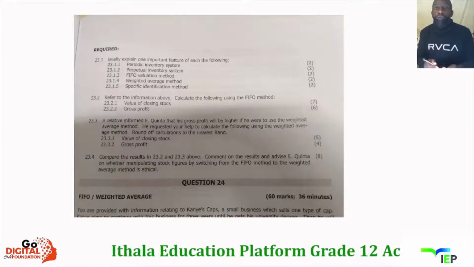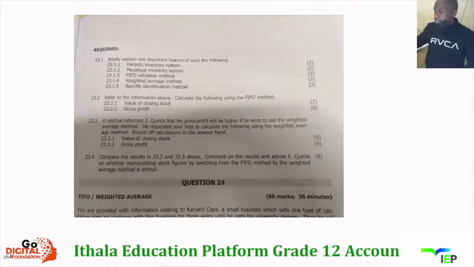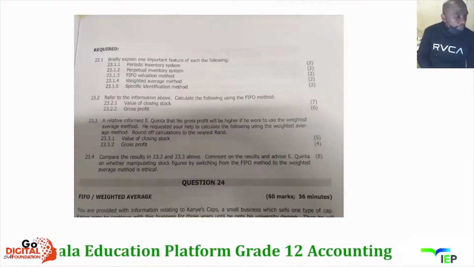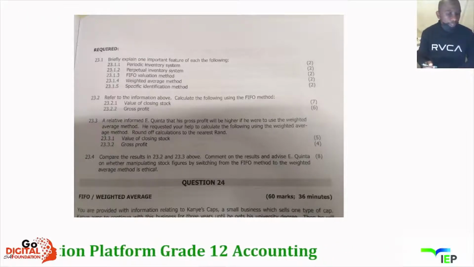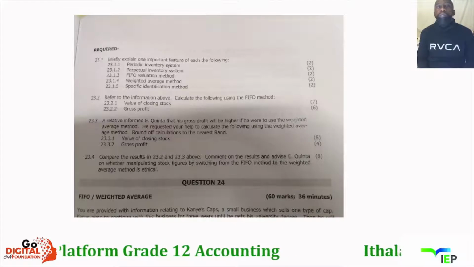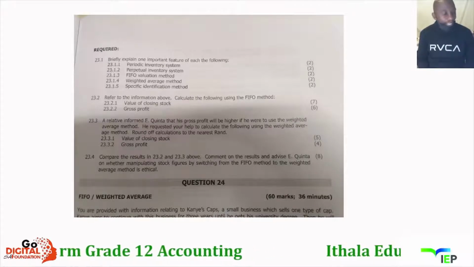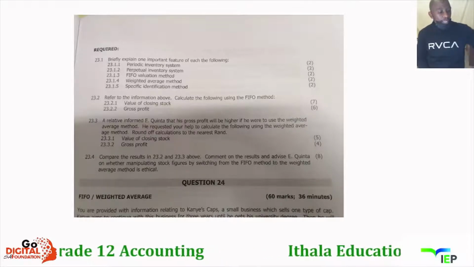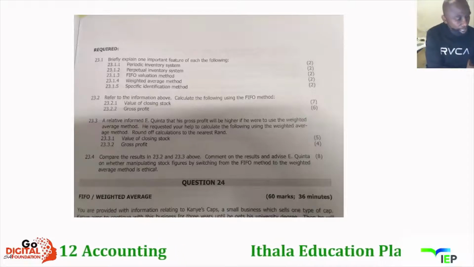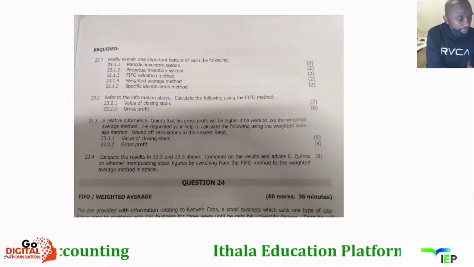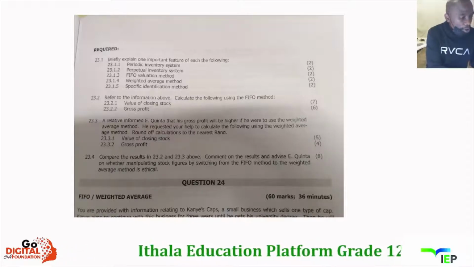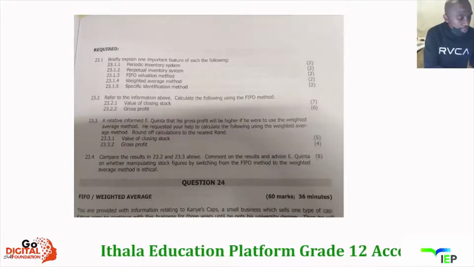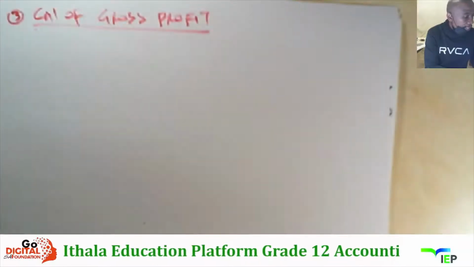Calculation of the gross profit. Okay, let's do it. Calculation of the gross profit. How to calculate the gross profit? You can start with getting the cost of sales first. Okay, I'll show you in 2 ways.